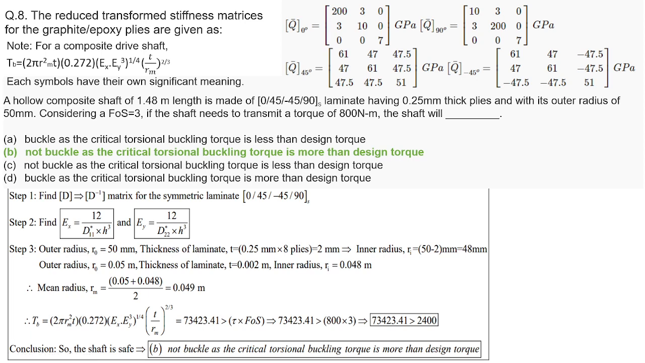Basically, in this question, the critical torsion buckling torque formula is given. We have to put values in that formula, and the design torque will be the torque given in the question. Considering the factor of safety, we multiply the given design torque, and whatever torque we get should be more than the design torque; then there will be no buckling.